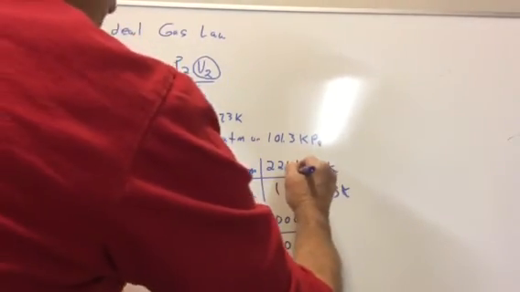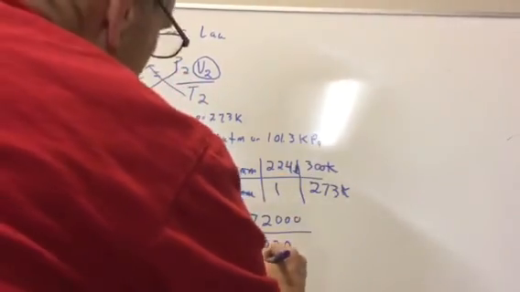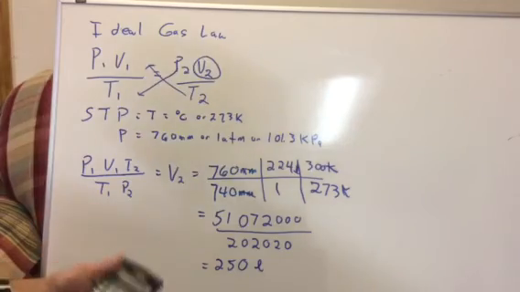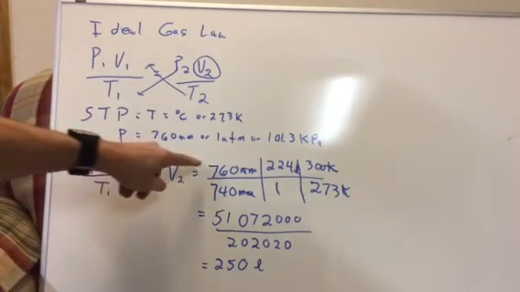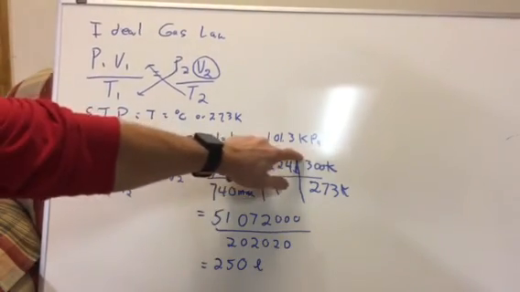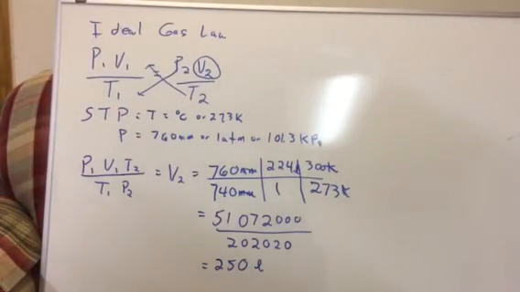However, keeping it to two significant digits, I get 250. And I'm sorry, I didn't write that in there. The unit left is the liter. My apology. Again, that should have been liter stuck in there for the unit. Mathematically speaking, I could have said 760 divided by 740 times 224 times 300 divided by 273. Again, it doesn't matter mathematically speaking.